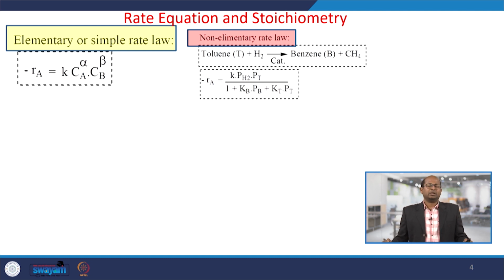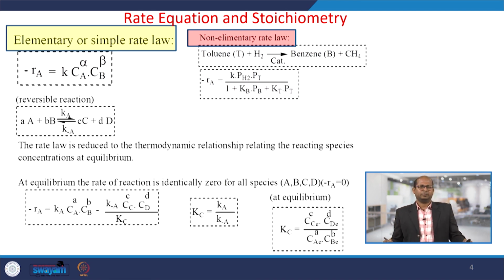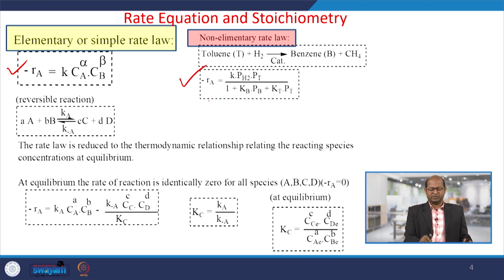The rate equations may be elementary or non-elementary, depending upon the reaction mechanism, from which we can derive the rate equations. For any reaction, whether elementary or non-elementary, we can write the rate equation accordingly. This is the non-elementary rate equation, and this is the elementary rate equation.